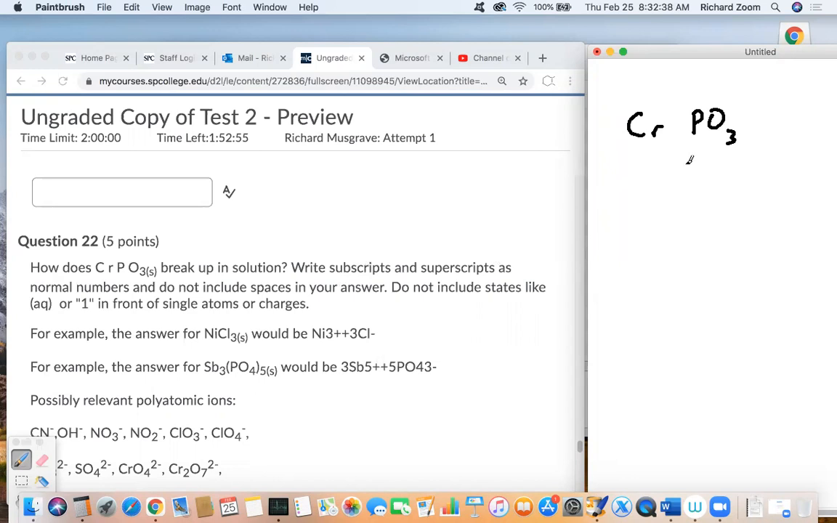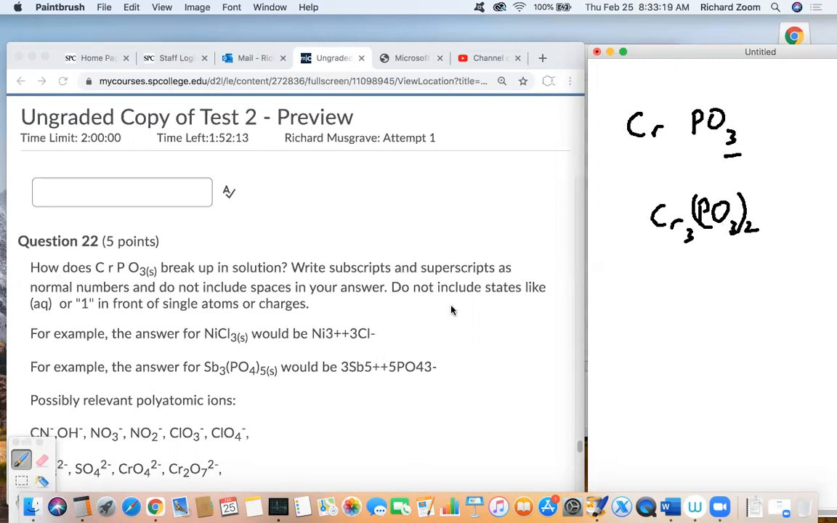If there was more than one PO3, how would you know? Can anybody tell me? If there was more than one PO3 group. Brackets. There would be brackets around PO3. So it would look something like this: Cr3, PO3, 2. That would indicate there were 2 PO3 groups. So this is a common thing. This 3 here belongs to the entire polyatomic ion. So when you split it apart, it just becomes one PO3 grouping.